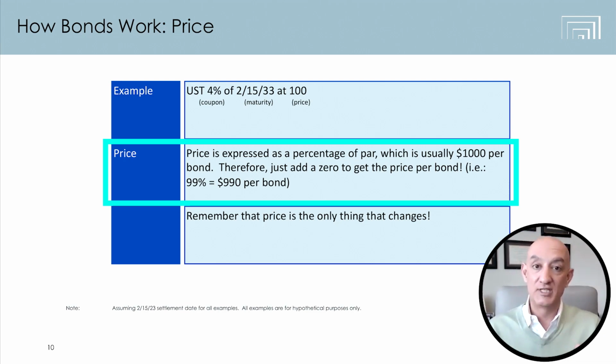So in other words, if you see a price of 99, it's actually saying that it's 99% of face value, being $1,000. So a bond that's at 99 actually costs $990 per bond. That's just how bonds are quoted.